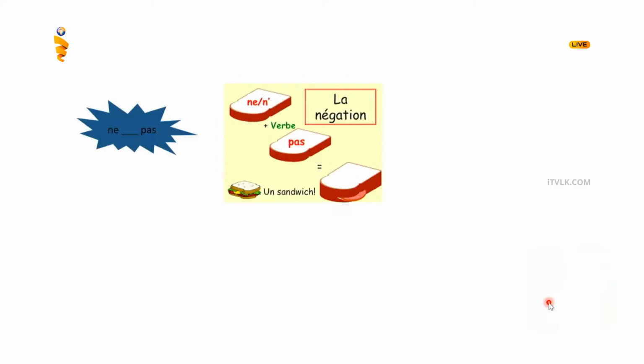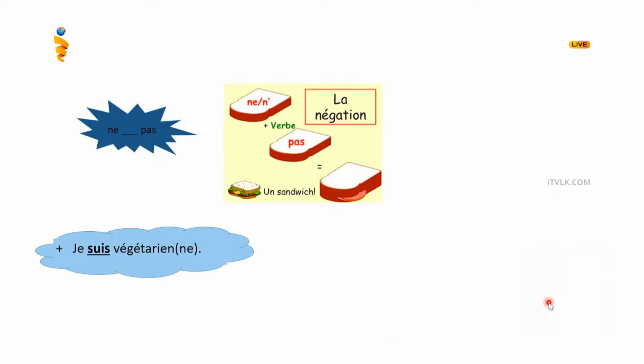The first part is this. Ne pas. That is the basic format we have to transform a sentence into negation. We have to use this ne and pas before and after the conjugated verb. Let's have a look at a sentence. Je suis végétarien. I am vegetarian. So I need the negation of this sentence.